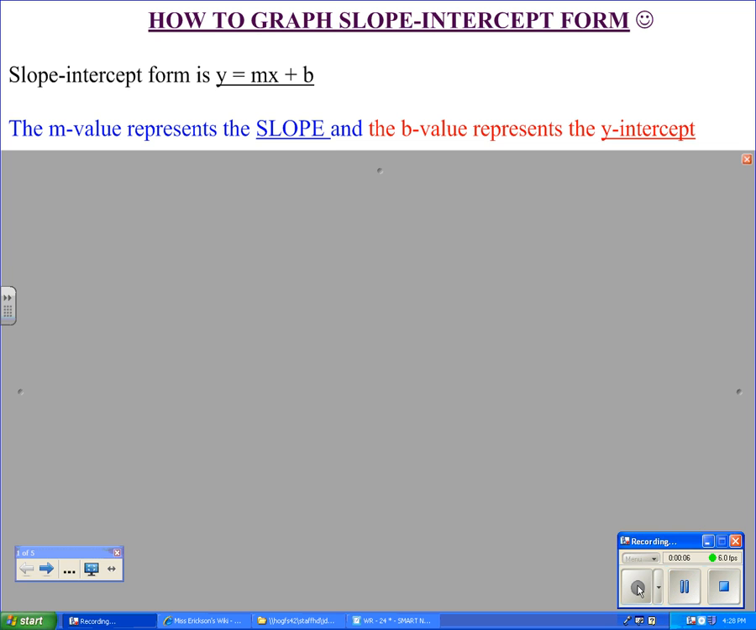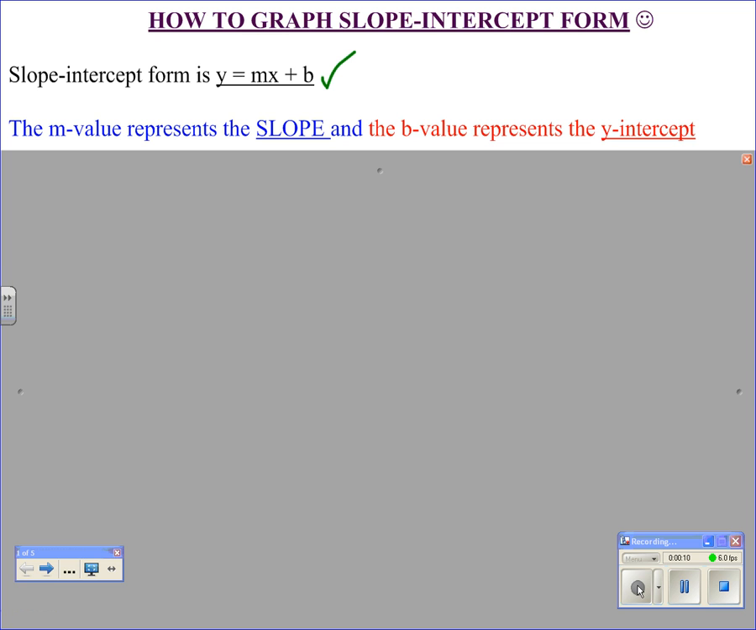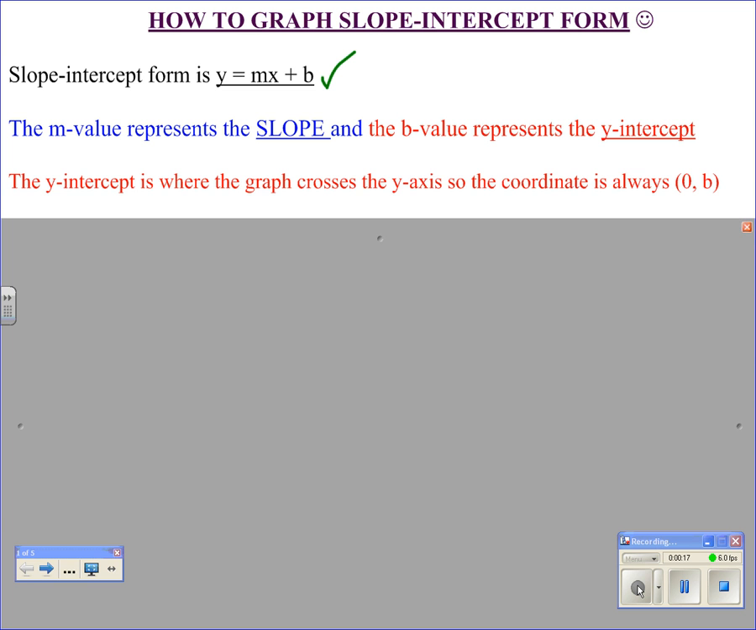First off, slope-intercept form is the equation y equals mx plus b. The m value represents the slope of the equation, and the b value represents the y-intercept. The y-intercept of a graph equation is where the graph crosses the y-axis. Therefore, the coordinate is always 0, b.